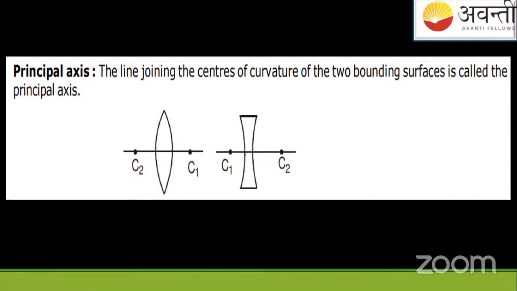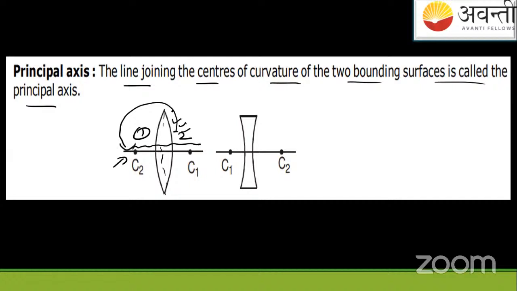I'll not complete it, don't worry. The line joining the centers of curvature of the two bounding surfaces is the principal axis. This is the same as in reflecting mirrors. So this line from the beginning we are treating as the principal axis. Since this is refracting surface 2 and this is refracting surface 1, joined together like this, this one's center of curvature will be C1 and this one's will be C2. The center of curvature is the center of which these spherical surfaces are a part. Of course, this one's radius of curvature will be R2 and this one's R1. You have to observe carefully, okay?